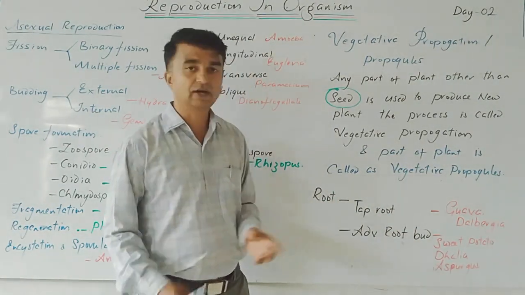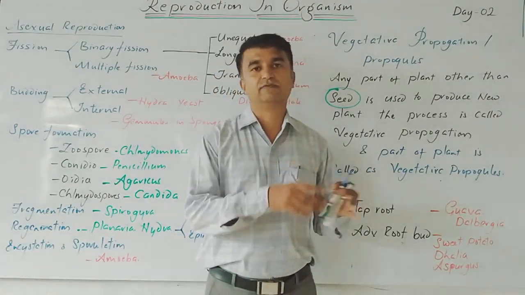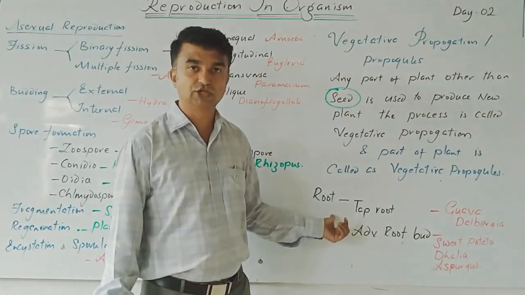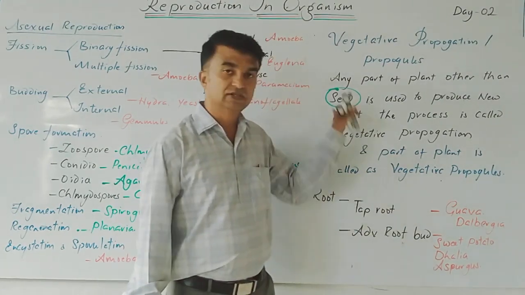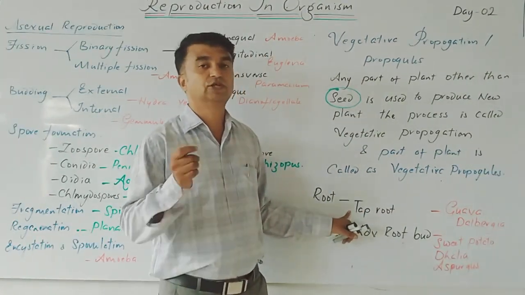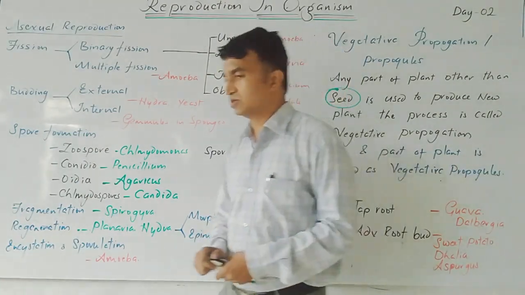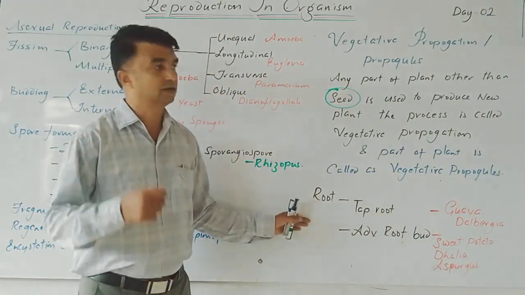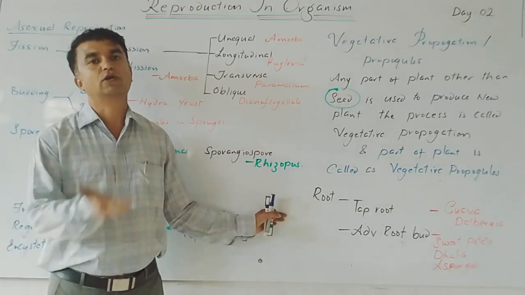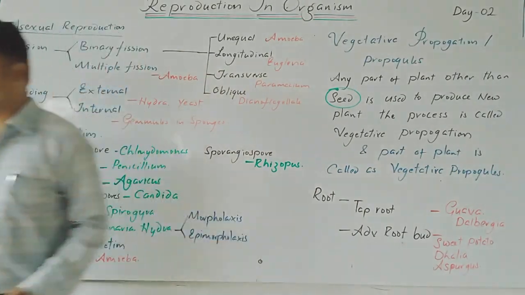Similarly, stem and leaf modifications can be used as vegetative propagules. So this is about the root vegetative propagules. Now I am going to write the stem modifications. Just wait for a second. Again, content will be there. We will continue this in the next class. Clear?